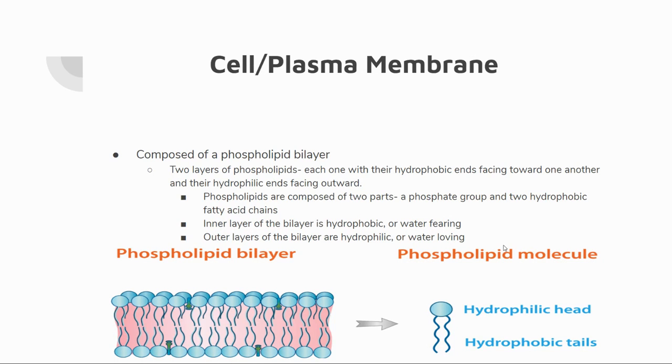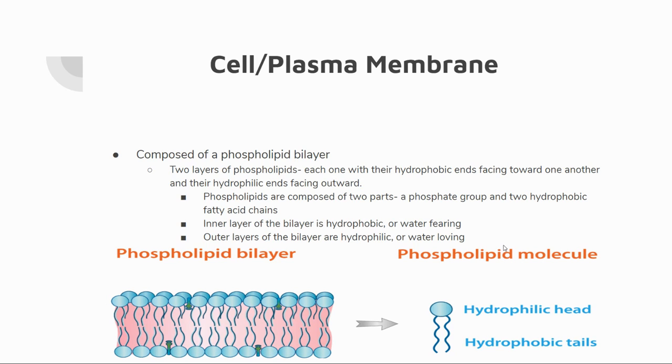So the plasma membrane or the cell membrane, again, is composed of a phospholipid bilayer. Bi meaning two, so there's two layers of phospholipids, and we talked about phospholipids as well in the macromolecules unit when we talked about lipids or fats. So keep in mind that phospholipids are composed of two parts, a phosphate group and two hydrophobic fatty acid chains. And remember what hydrophobic means. It means water fearing or scared of water.